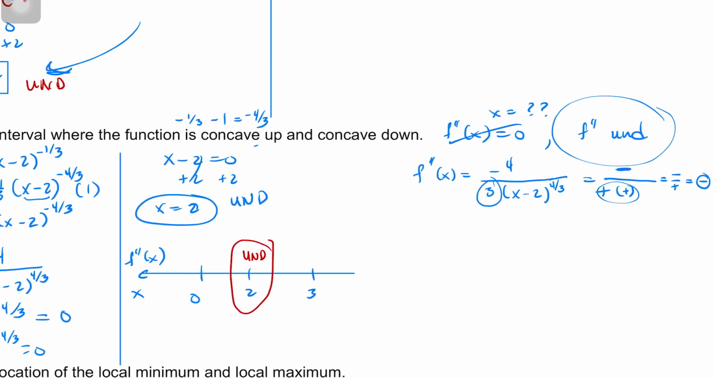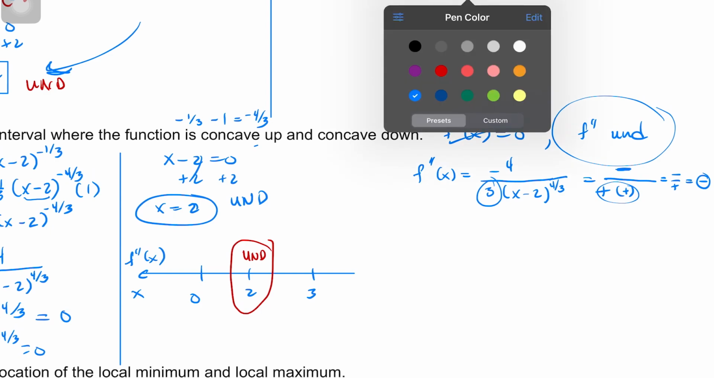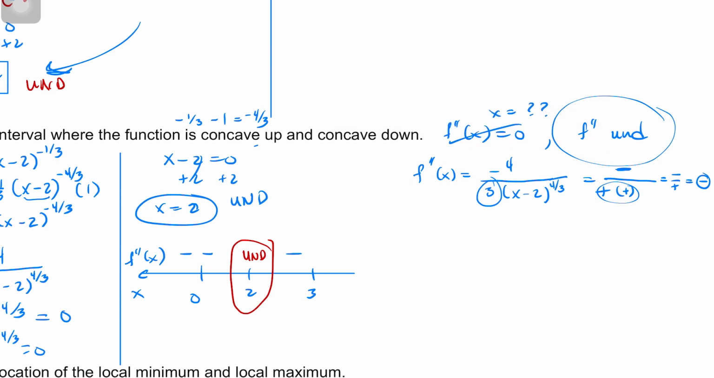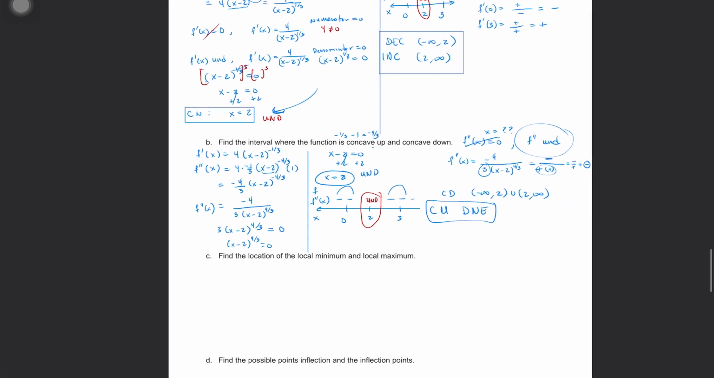So we didn't actually have to check 0 and 3 anymore because we used some logic. So this is going to be negative, negative, negative, negative. So the original function is going to be concave down and concave down. So concave down from negative infinity all the way to 2, and then from 2 to positive infinity. And then concave up does not exist, right? Just to mention that. So there you go.